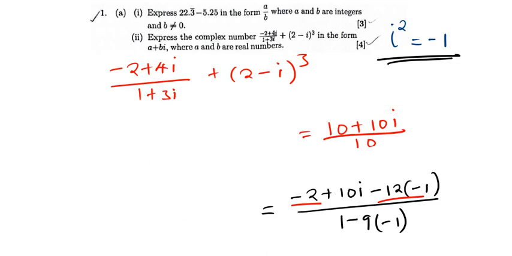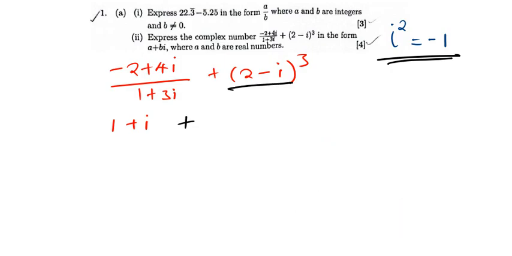You can divide by 10, each term. So you just have 1 plus i. And then we have to add this part. So we can also try to simplify that part. I'm hoping it can also simplify.